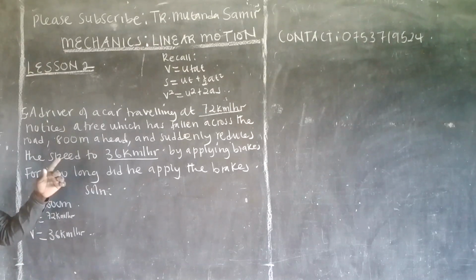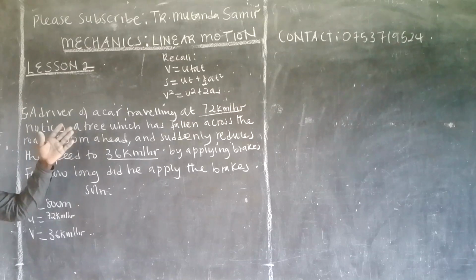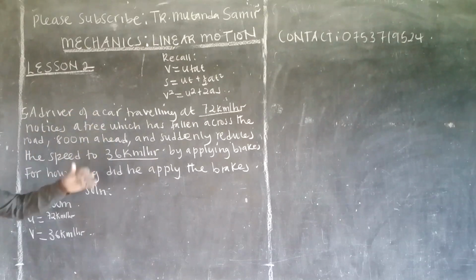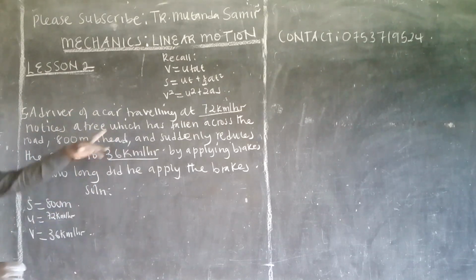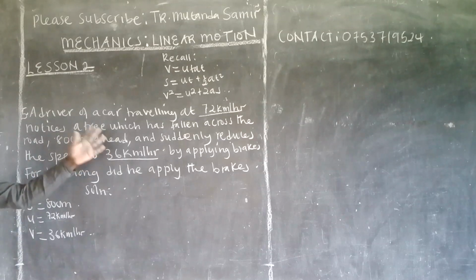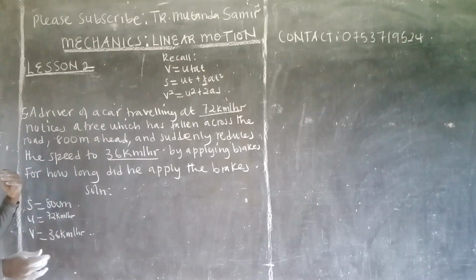Please, don't assume that the biggest velocity is always the final velocity. No, follow the question. They are saying a driver of a car is already traveling at that speed, then reduces the speed to, meaning that the 72 was the first one he was traveling. Then when he reduced, it was after the 72 had occurred. Therefore, 72 is the initial velocity and the 36 is the final velocity.